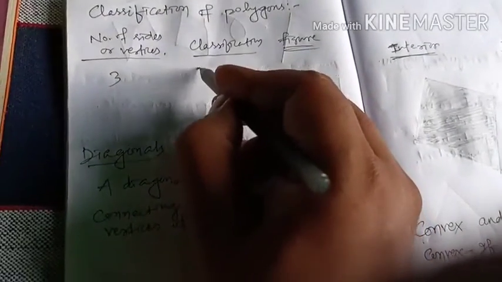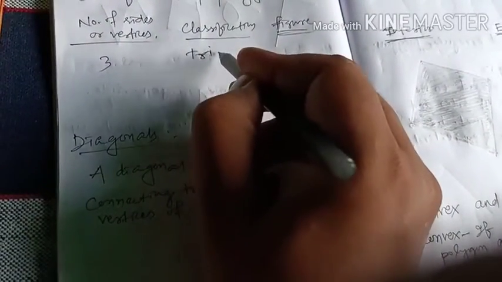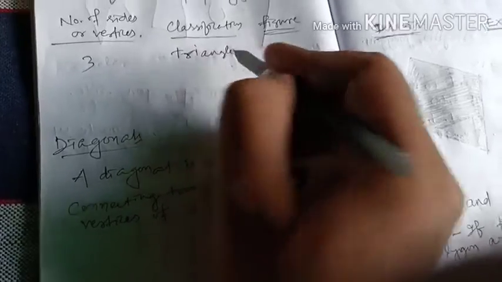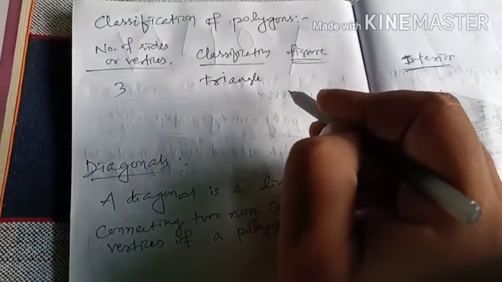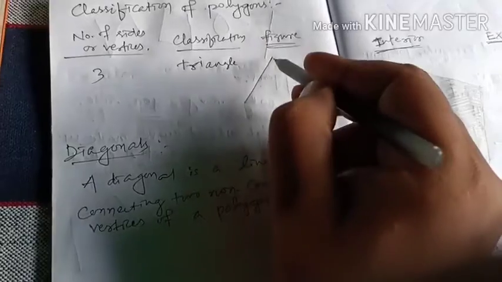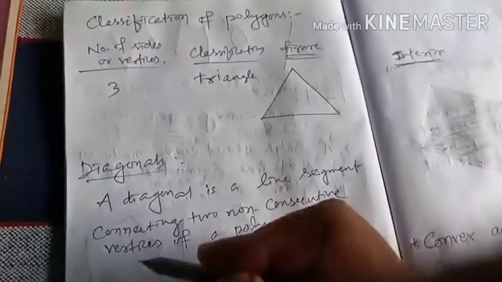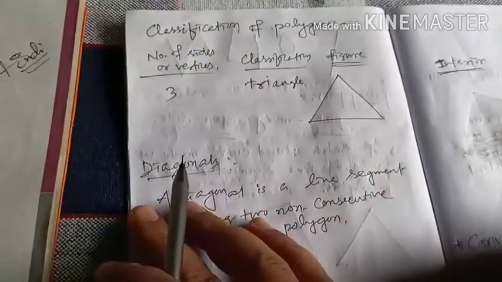If the number of sides is 3, the polygon is called a triangle. A triangle looks like this. If the number of sides is 4, look at the chart. If the number of sides or vertices becomes 4, then we call it a quadrilateral. And the simple figure looks like this.